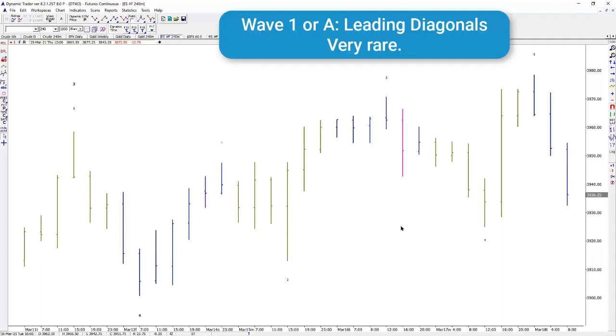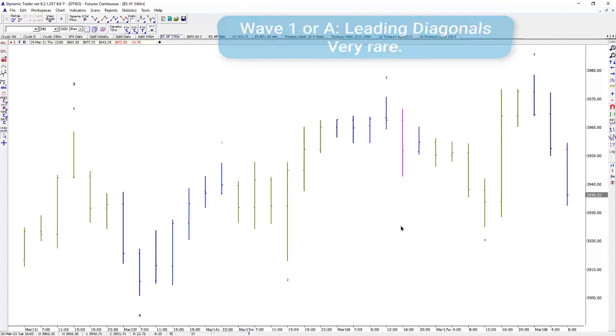The reason I'm not showing you any examples of this, and not going to talk about it anymore, is it's really, really rare. I'm not even sure I could find an example of it. I've seen 1 or 2 in 30 years, but they're so rare that I don't want you to get a prejudice that if you start seeing overlapping sections like this, it's probably a leading diagonal or a wave 1 diagonal. You'll probably never see one, so we're not going to talk about it.